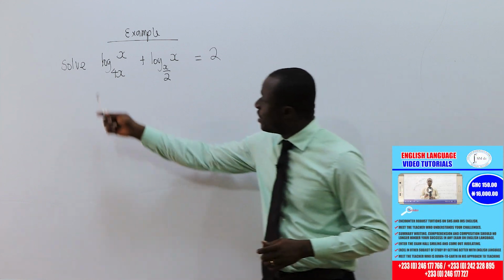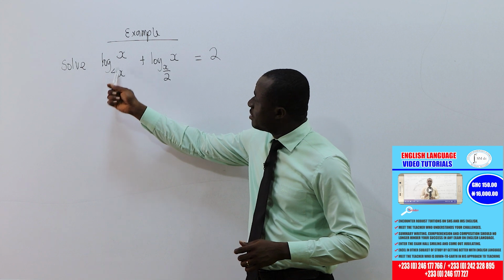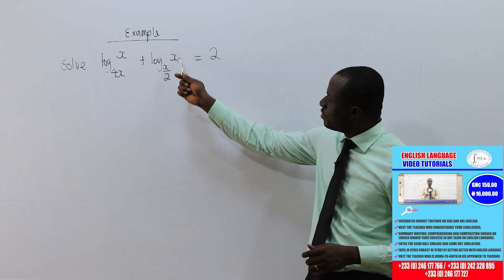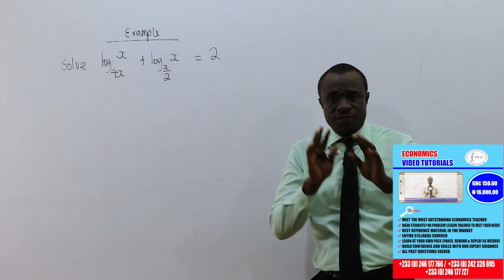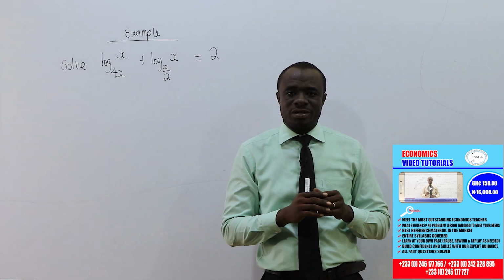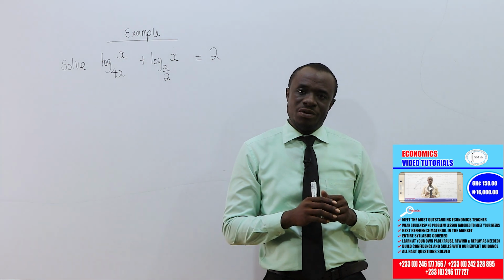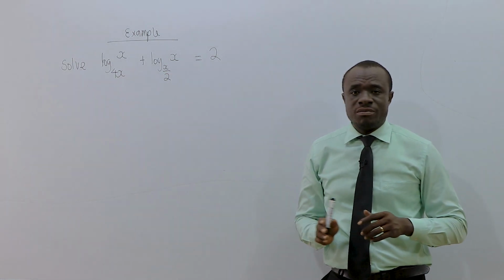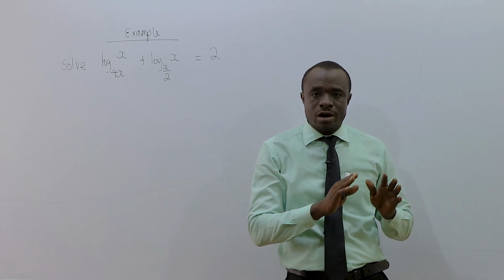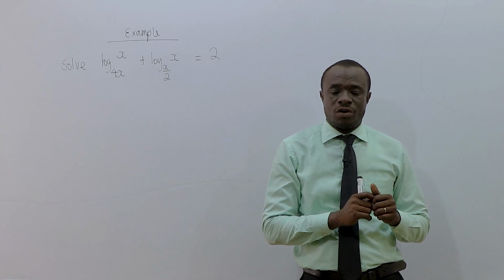Now solve, that is log 4x plus log x over 2x equal to 2. What can you see over here? I said first pause the video. I believe you've paused it and then you've tried it on your own. Now you can see that the bases are not the same. So you have to make sure that we have a common base to all of them.